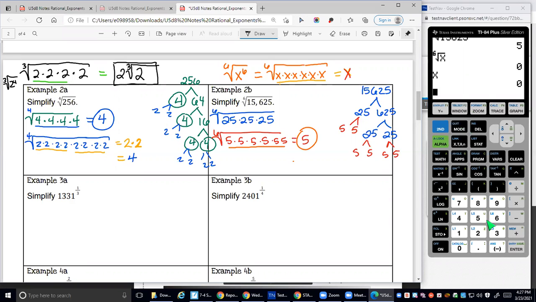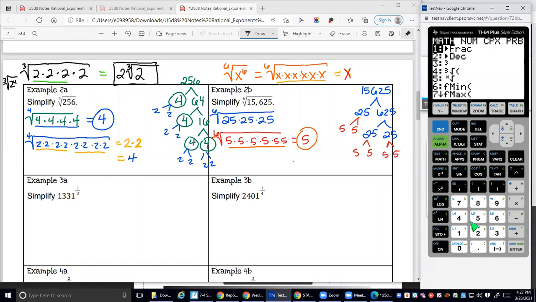I'm going to put in my index 3, hit math, and hit 5. Then I'm going to put in 2 to the 4th power. Look okay? All right, hit enter. Oh, it's a decimal. So yeah, it may not be the most helpful to you.